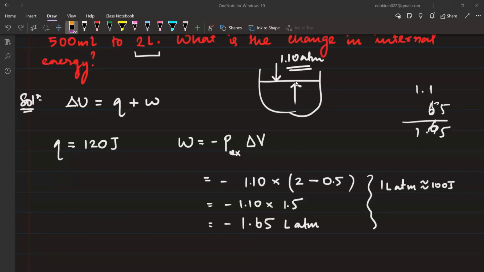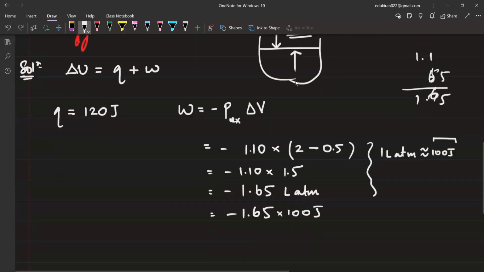So in this case, I can write minus 1.65 liter ATM. Instead of liter ATM, I can write 100 joules, so multiplied by 100 joules. Now this will be equal to minus 165 joules. Is that clear? Yes or no? Please tell me.